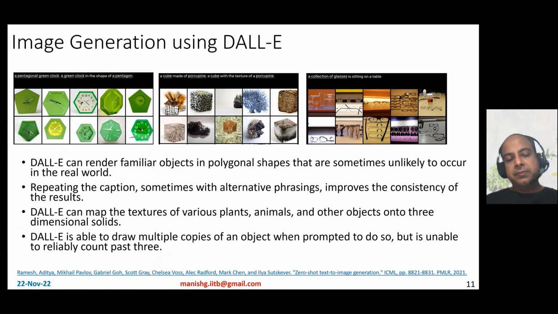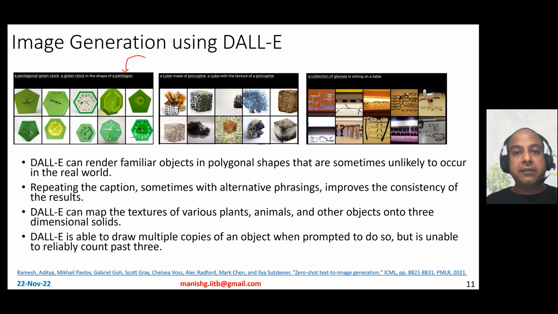So that's that. Now, there are several interesting characteristics about the kind of images that are generated by DALL-E. For example, DALL-E can clearly render familiar objects in familiar shapes, familiar polygonal shapes. But if you try to generate things like a hexagonal shaped manhole cover, it may not be able to generate many interesting images.